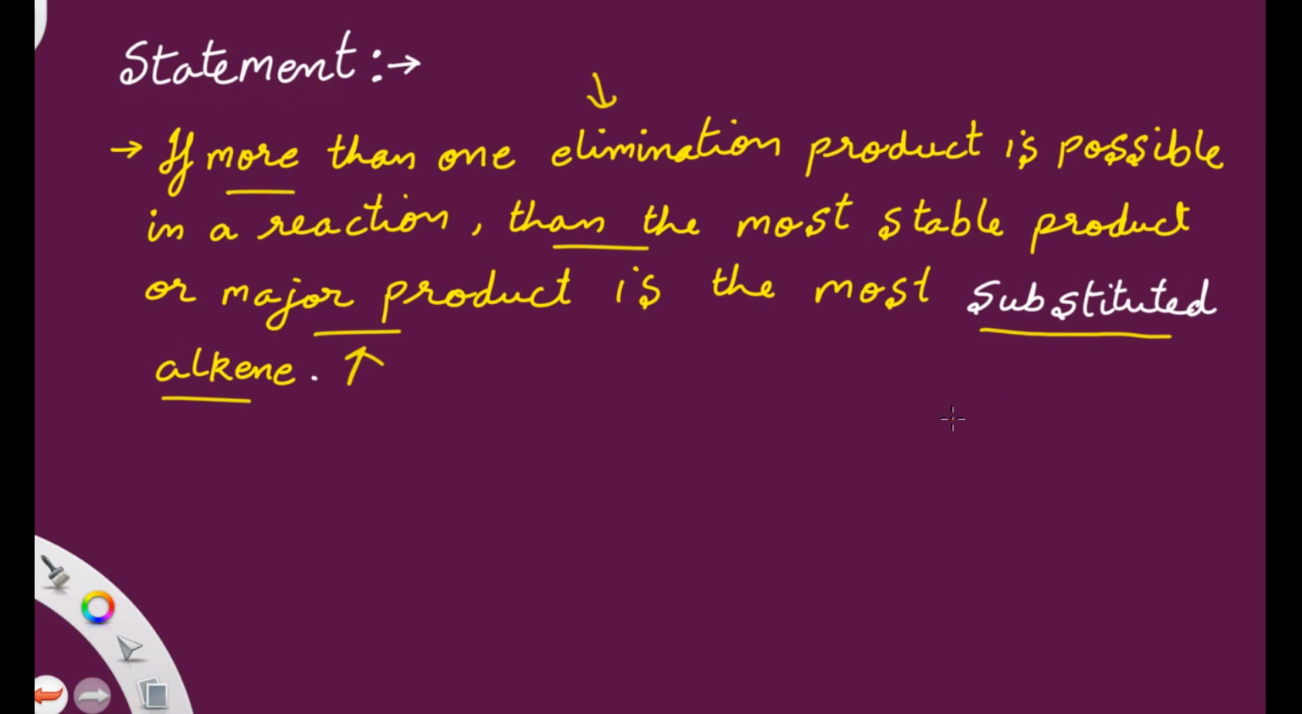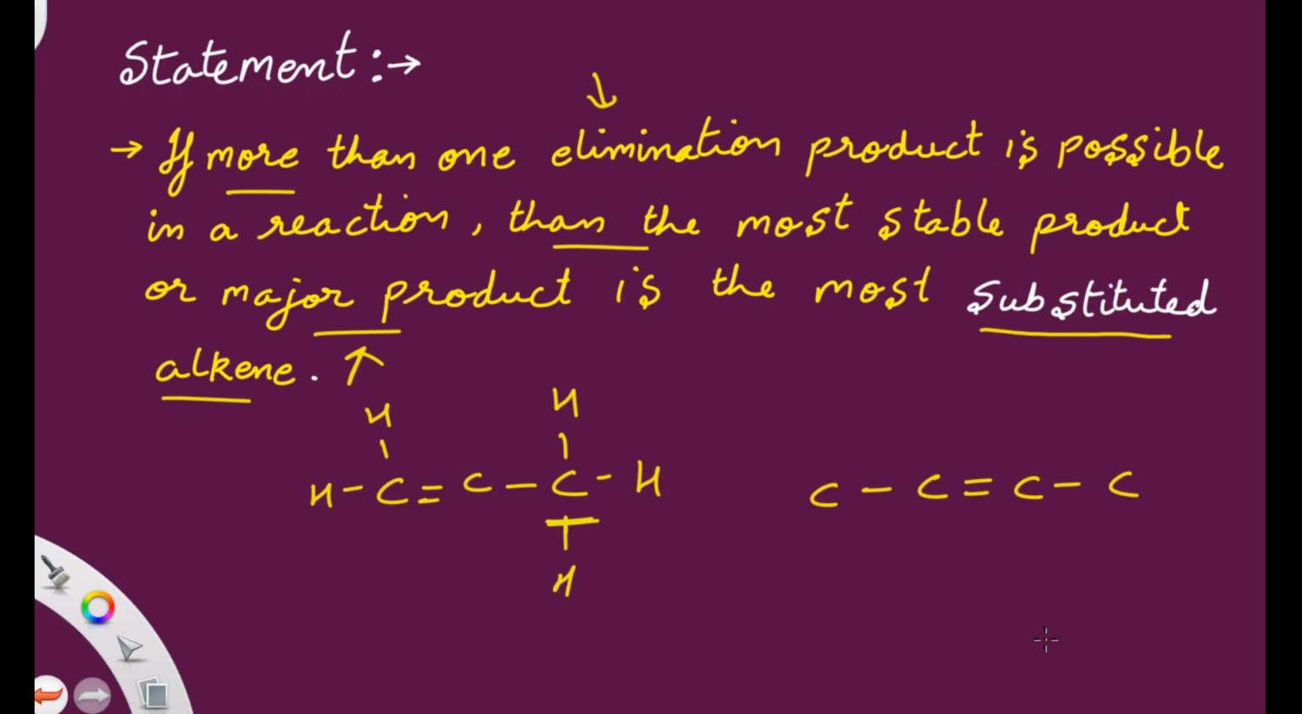What is the meaning of most substituted? First of all, let's draw an alkene. Now this is an alkene. This is non-substituted. There is no substitution in this particular alkene. But if I add one more carbon, now this is a substituted alkene. And let us suppose there are hydrogens, right? Let's keep it there. And there is another alkene on which both sides there is a carbon.